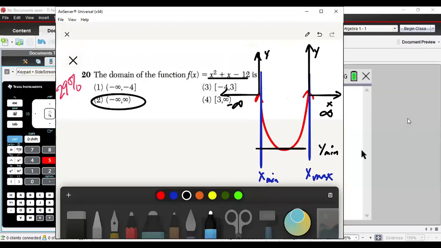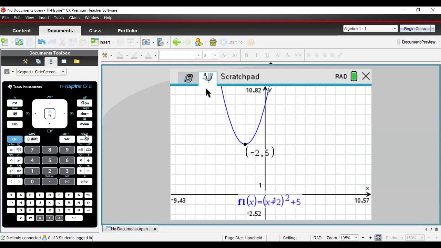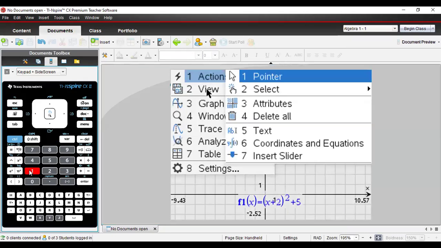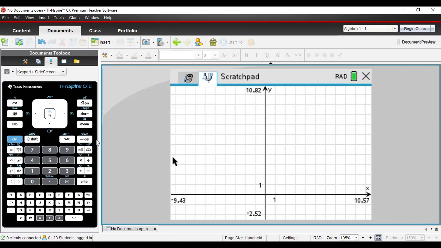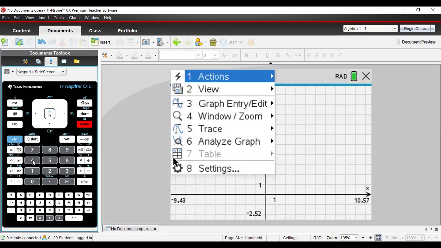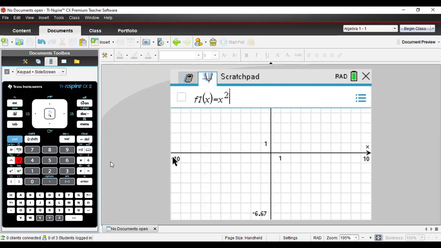So let's go over here to the graph. Okay, this was from the last question. So menu 14, get rid of that. Then we want to do menu 45. Let's make the window back the way it really was. And then we're going to put in the function. So it's x squared plus x minus 12. Press enter.